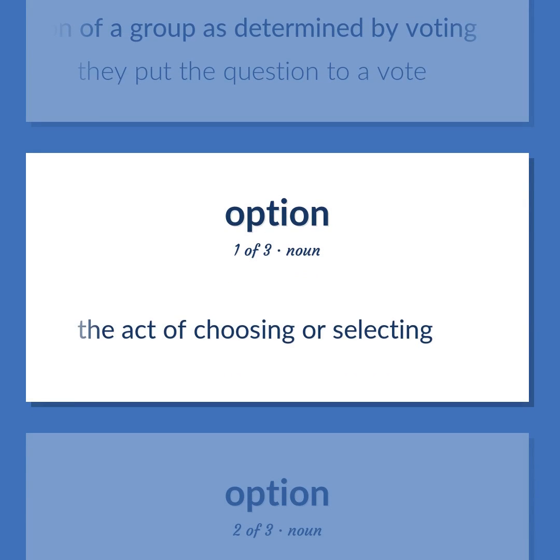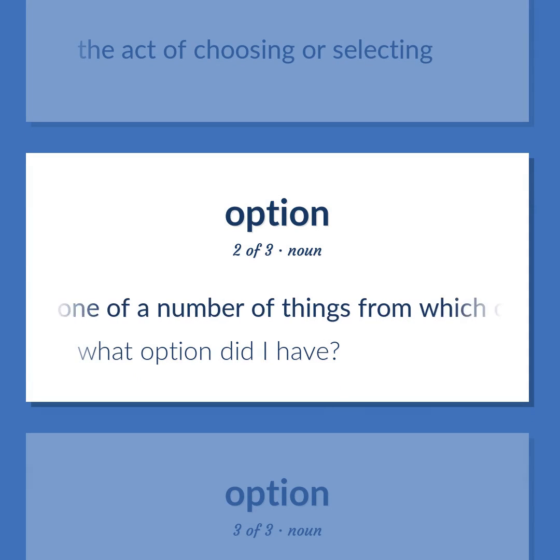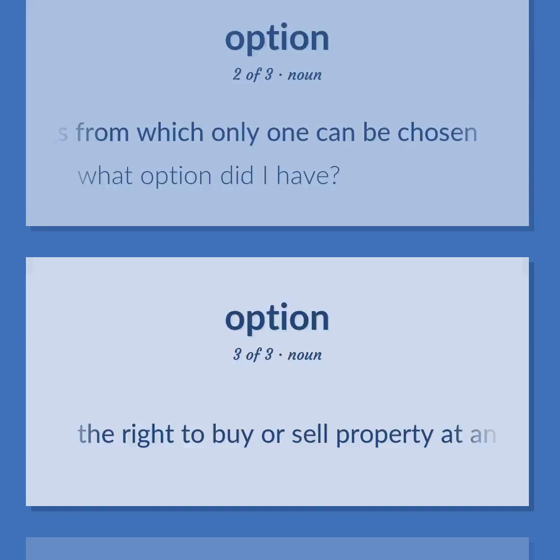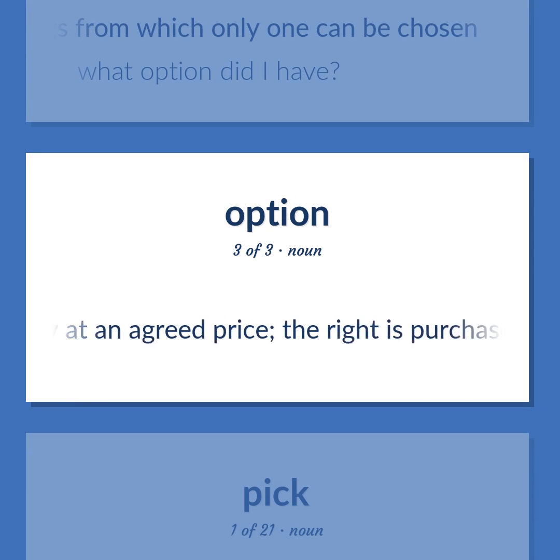The act of choosing or selecting. One of a number of things from which only one can be chosen. What option did I have? The right to buy or sell property at an agreed price. The right is purchased, and if it is not exercised by a stated date, the money is forfeited.